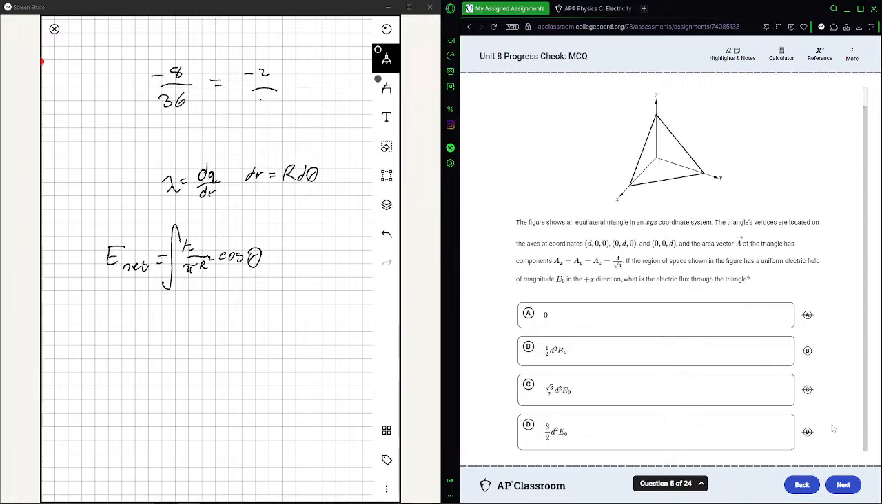A figure shows an equilateral triangle. Vertex D... Oh man, I'm telling you, these were so annoying, bro. And the area has the components A_x. Oh, it gives us the area. Yeah, but you still have to know how to do it. Some people, aka me, don't know how to get the area from that.